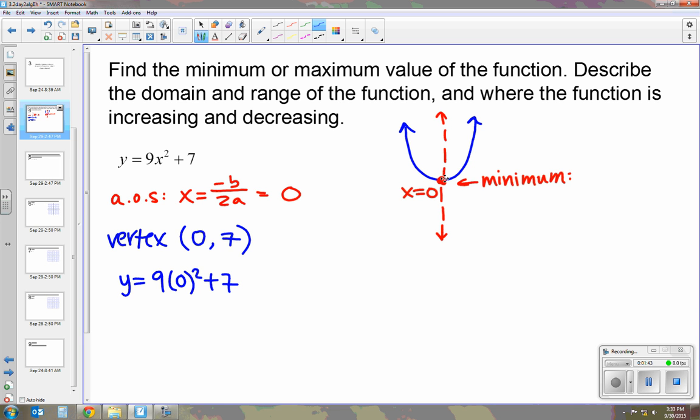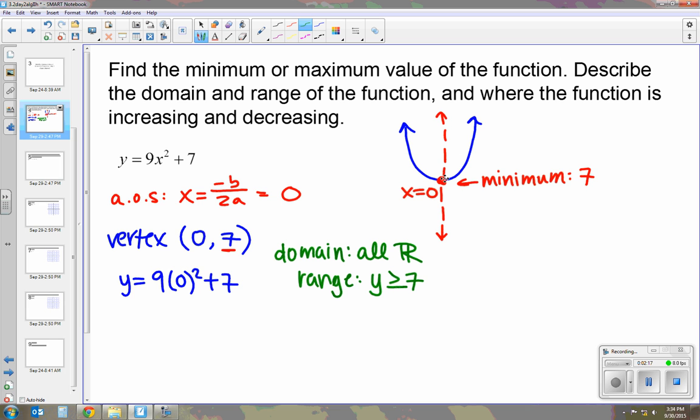Now the minimum value is always the y value of the vertex. So our minimum value is 7. So that's our first one. We found the minimum value, which is 7. Okay, the next one is to describe the domain and the range of the function. Well, we've done this before. The domain for this one is all real numbers, and the range for this is y is greater than or equal to 7. Okay, so we've done domain and range. That shouldn't be too hard.